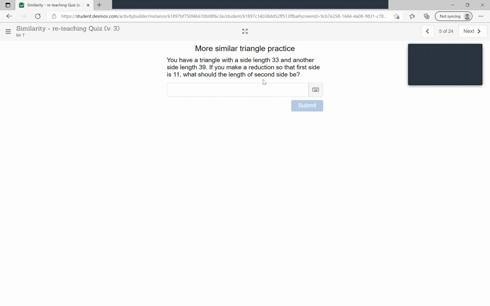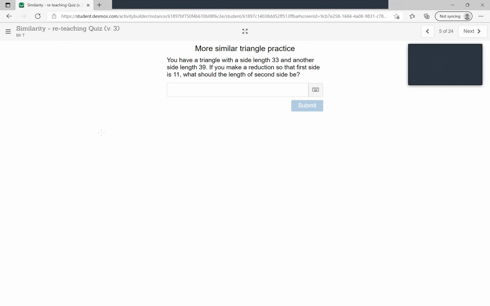Next one, triangle, side length 33 and another one 39. Make a reduction to make the first side 11. So if I was going to actually draw this out, I think you still see what I'm saying. Okay, 33 and 39. I'm drawing 33 over here and 39. I'm trying to make a reduction where the first side is 11.